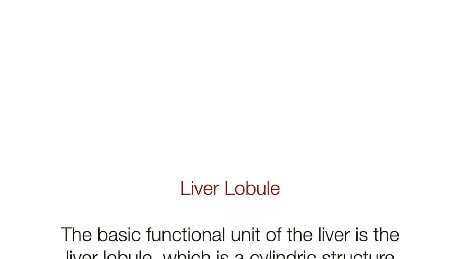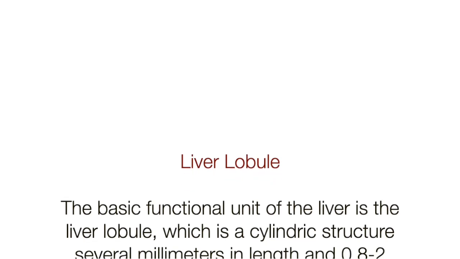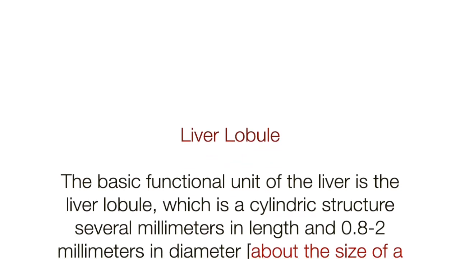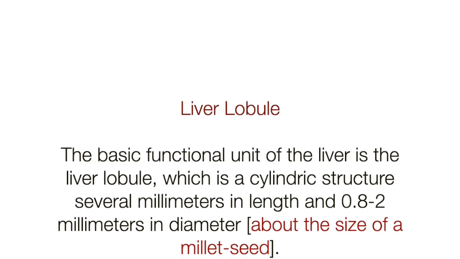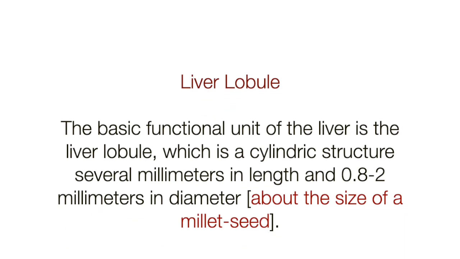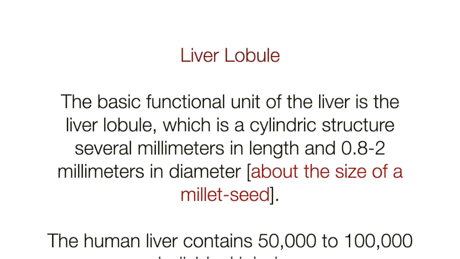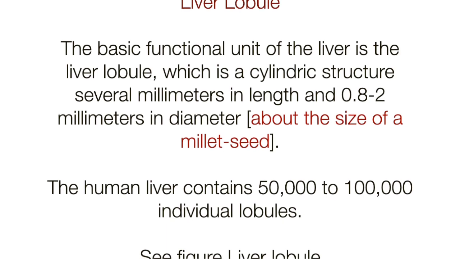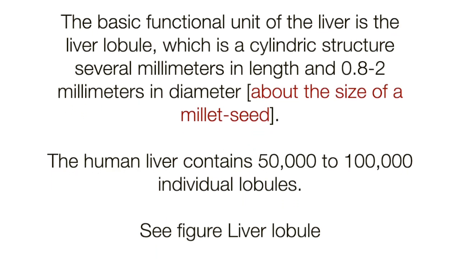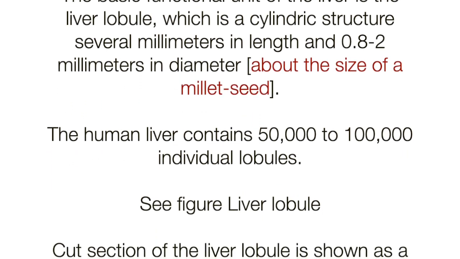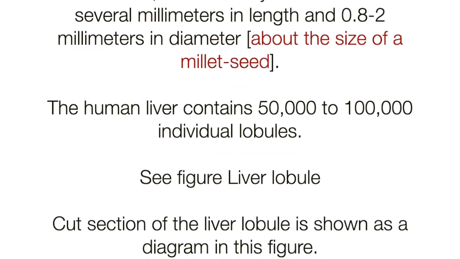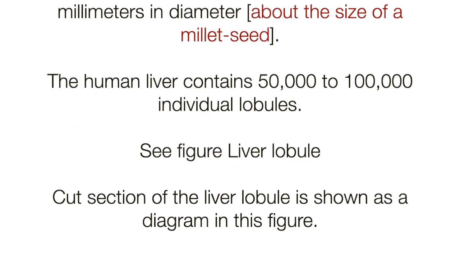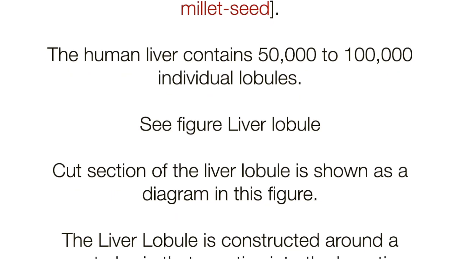Liver lobule. The basic functional unit of the liver is the liver lobule, which is a cylindric structure, several millimeters in length and 0.8 to 2 millimeters in diameter. That is about the size of a millet seed. The human liver contains 50 to 100,000 individual lobules. We have already seen the figure of a liver lobule. A cut section of it is shown earlier.